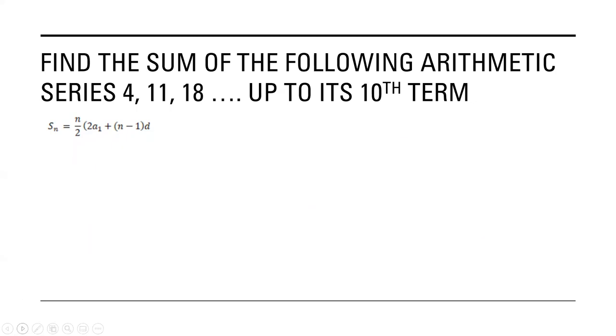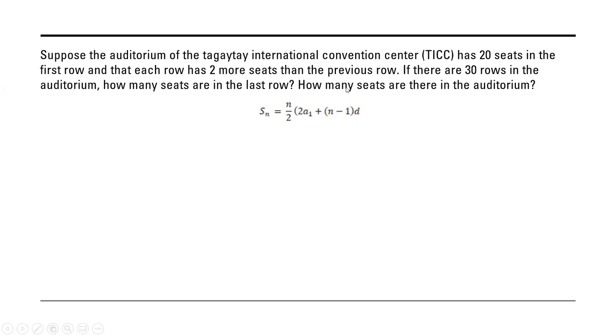Gawin naman natin sa word problem. Suppose the auditorium of Tagaytay International Convention Center has 20 seats in the first row and that each row has two more seats than the previous row. If there are 30 rows in the auditorium, how many seats are in the last row and how many seats are there in the auditorium? So ang tanong dito ay dalawa. Ilan daw ang nasa last row at ilan daw ang lahat-lahat na upuan sa loob ng auditorium.